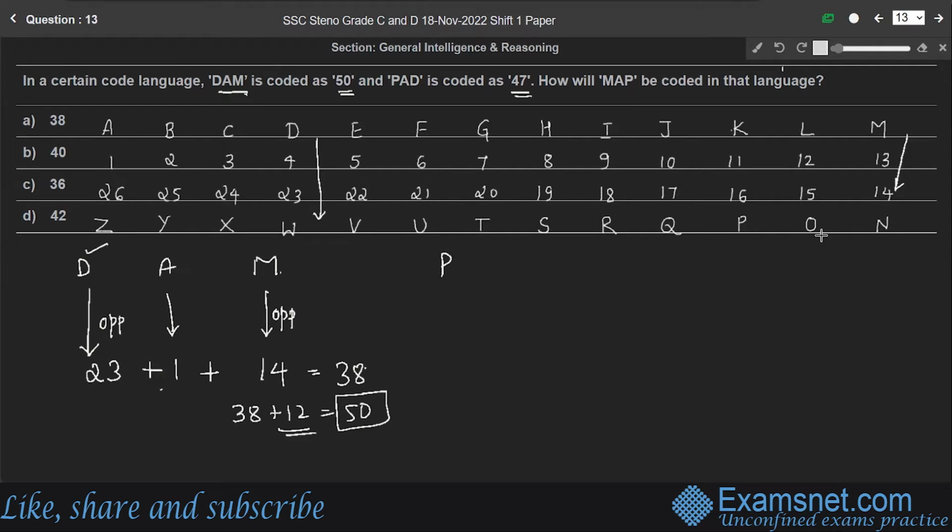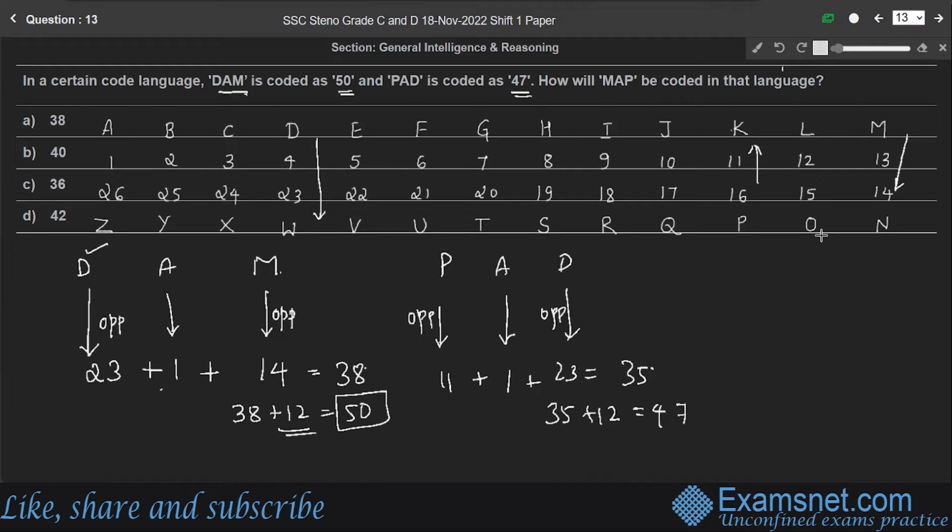Similarly, PAD. Its opposite positional value is, K is opposite to P, its value is 11, plus A's value is 1 itself, and D's opposite value is 23. When you take the sum, 12 plus 23 is 35. Then add 12 to the sum of their positional values, you will get 47. This is how you have to get the code.